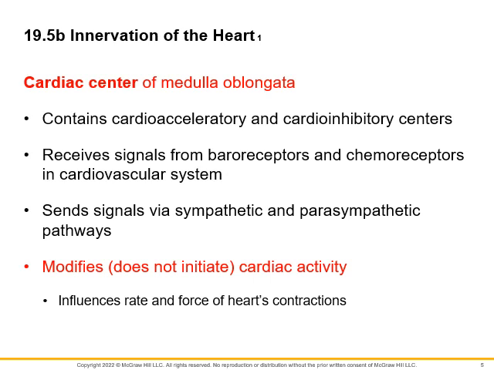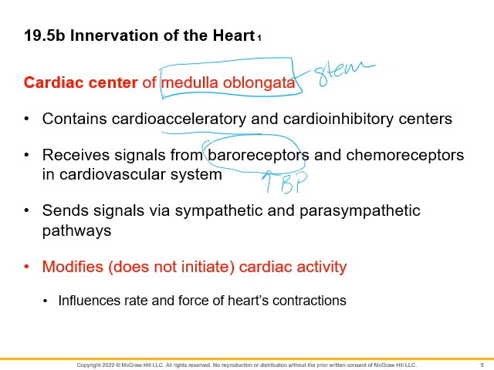They want to make sure that we understand that the brain does have innervation in the heart. So you're going to have the cardiac center in the medulla oblongata. Remember, this is brain stem. You're going to have a cardio-acceleratory center and a cardio-inhibitory center. These are going to receive signals from baroreceptors. We haven't really talked about these yet, but these are going to have something to do with blood pressure.